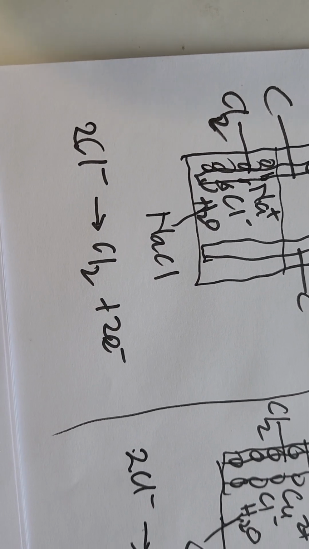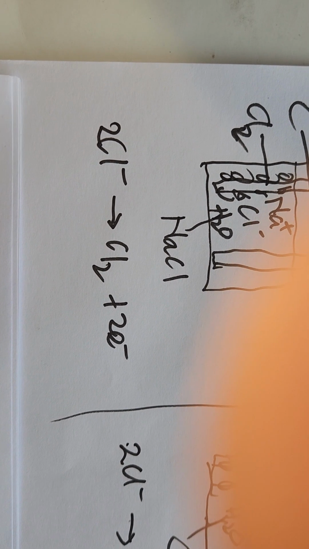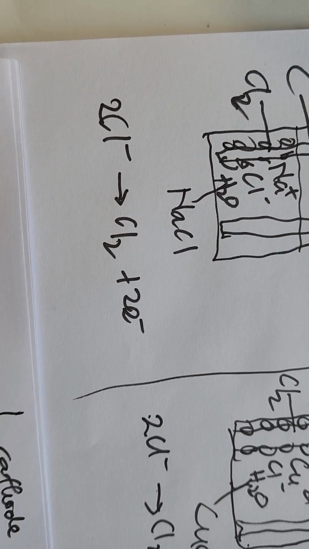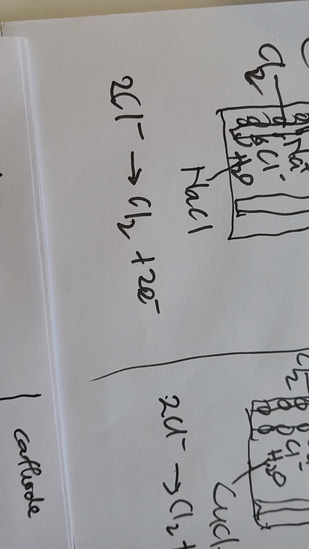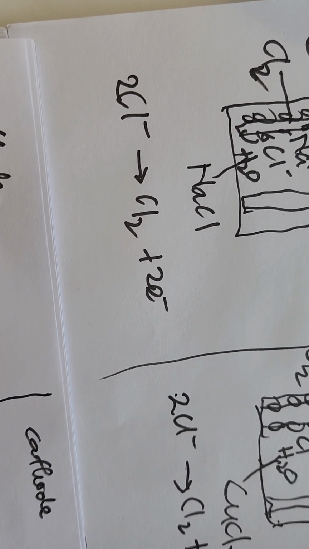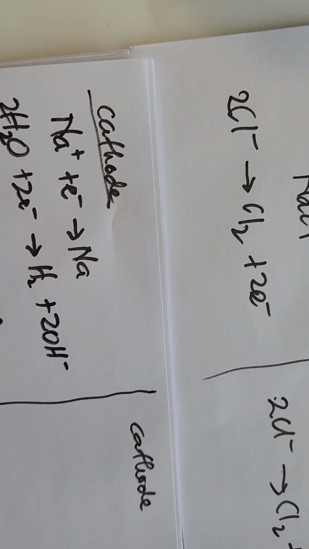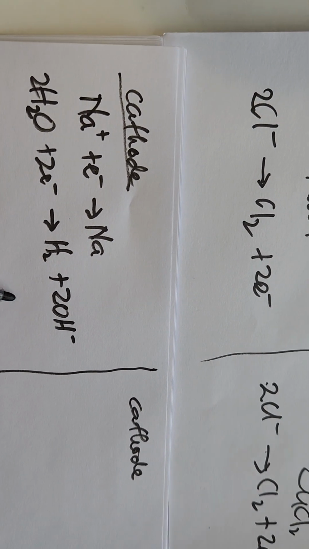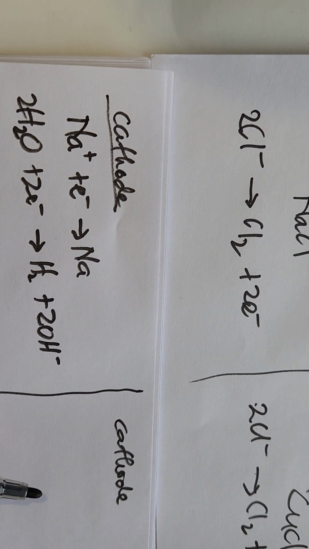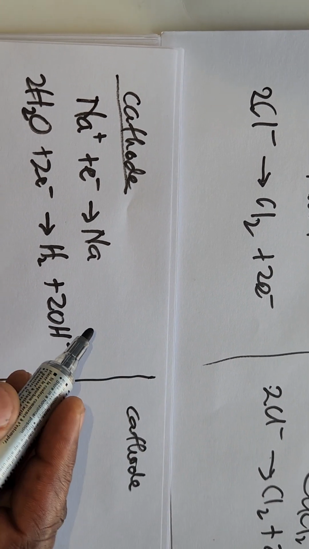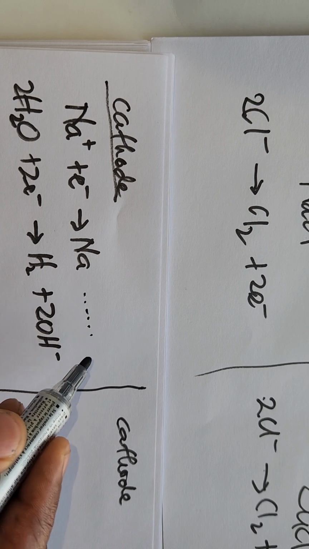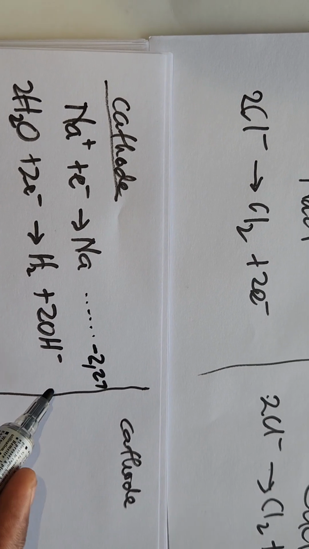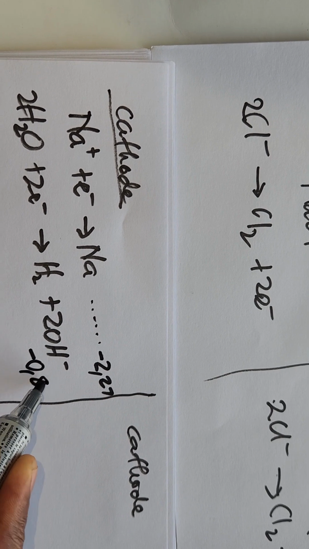Now in this one, at the cathode, we have a possibility of sodium ion being reduced to form sodium, or water being reduced to form hydrogen gas plus 2 OH minus. These are the 2 possible reactions that can happen at the cathode, but which one will take place between the 2? We go to the electrode potential, and we check that sodium has an electrode potential of negative 2.71, whereas this one is negative 0.83.